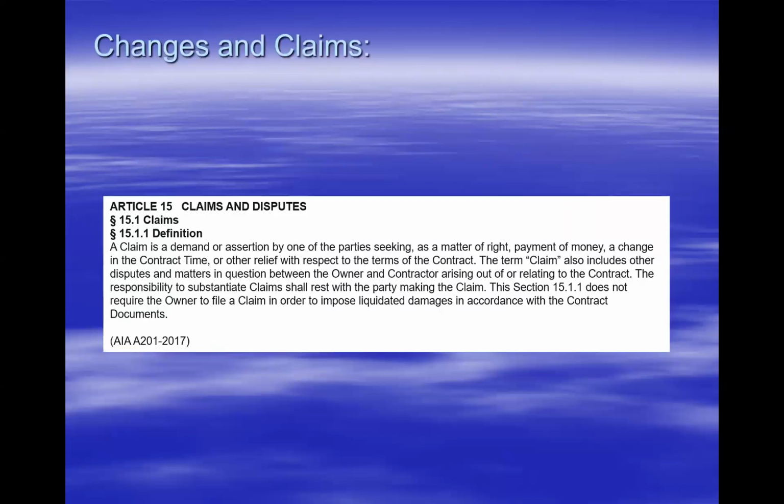So this comes out of Article 15, which deals with claims in the A201, and this is the 2017 version. So a claim is a demand or assertion by one of the parties seeking, as a matter of right, payment of money, a change in contract time, or other relief with respect to the items of the contract.